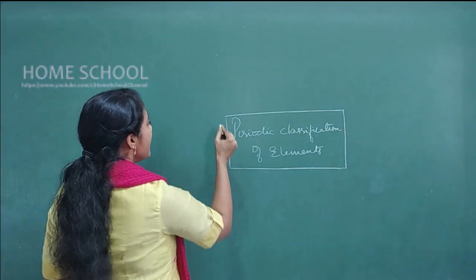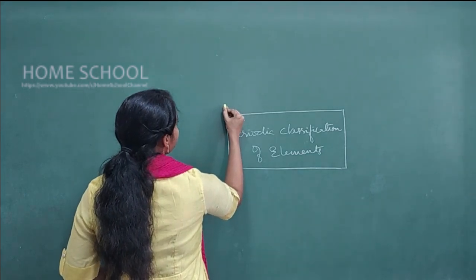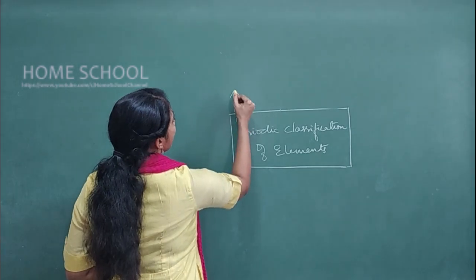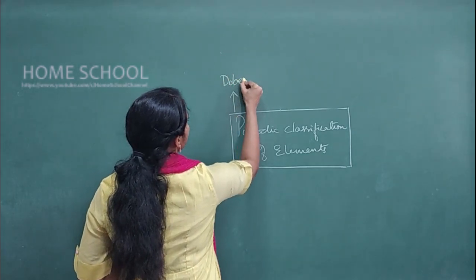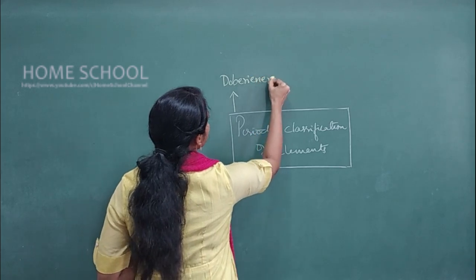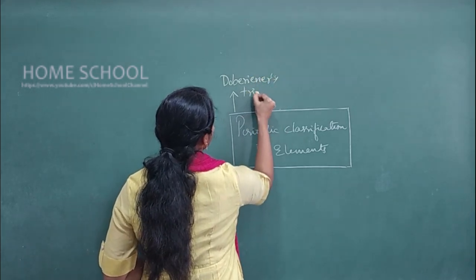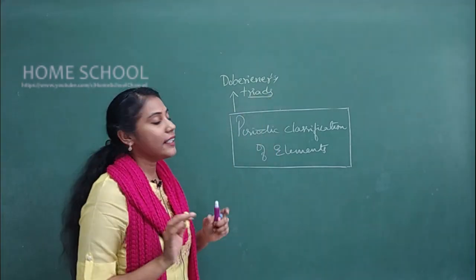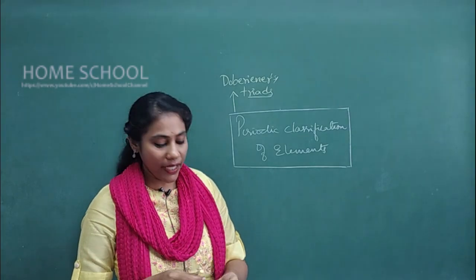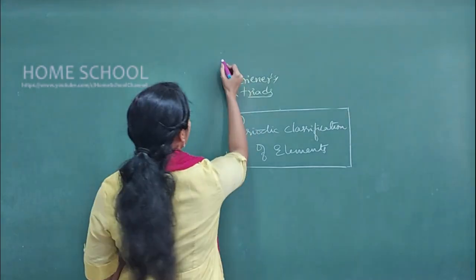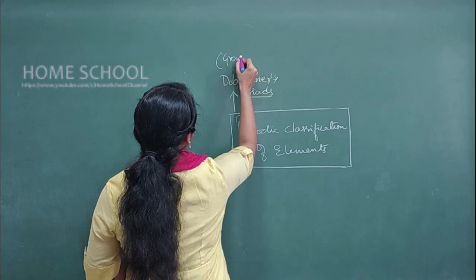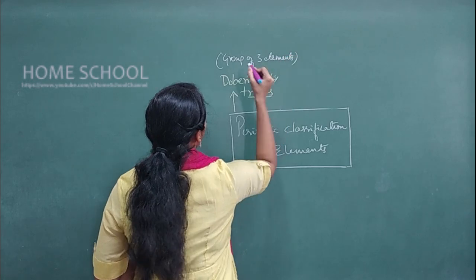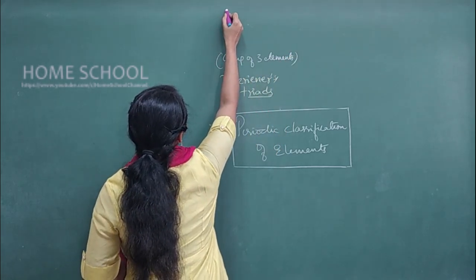Under that, the first periodic table was Dobereiner's law of triads. First and foremost, we studied Dobereiner's triads, isn't it? So you must understand what Dobereiner's triads are. Dobereiner's triads are nothing but groups of three elements. He arranged the elements in a group of three. Can you tell me what the Dobereiner's triads are?